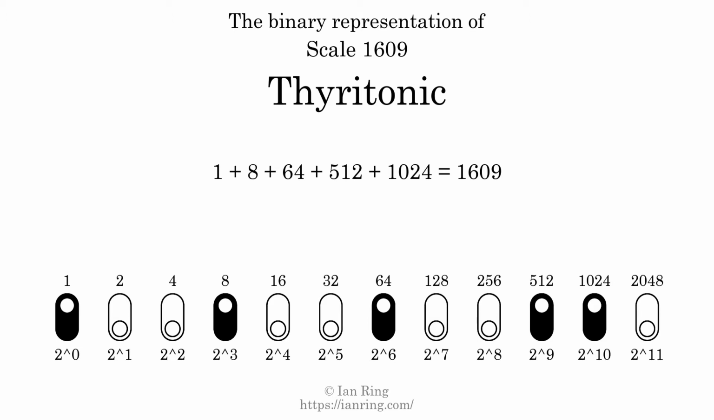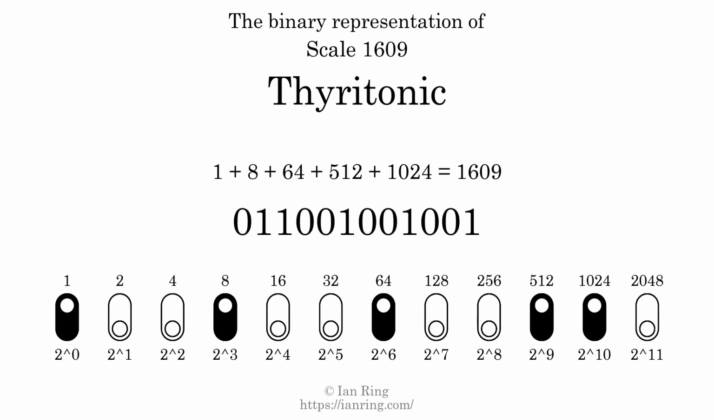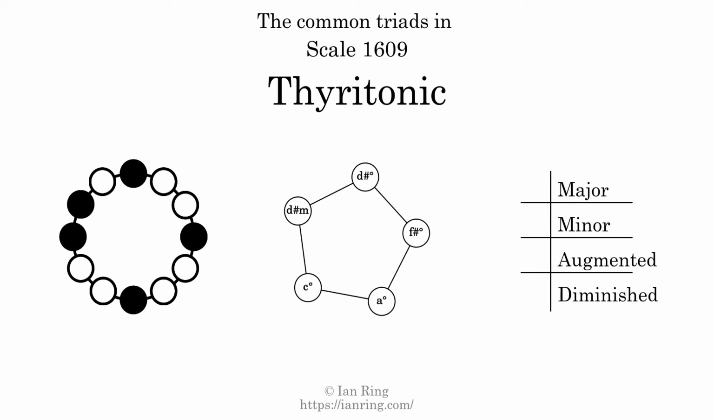The scale number not only enumerates the scale with a unique index, but it also literally describes the tonal content of the scale. Represented as a binary number in base 2, the scale number is 0110010010001. Here are the common triads present in this scale.